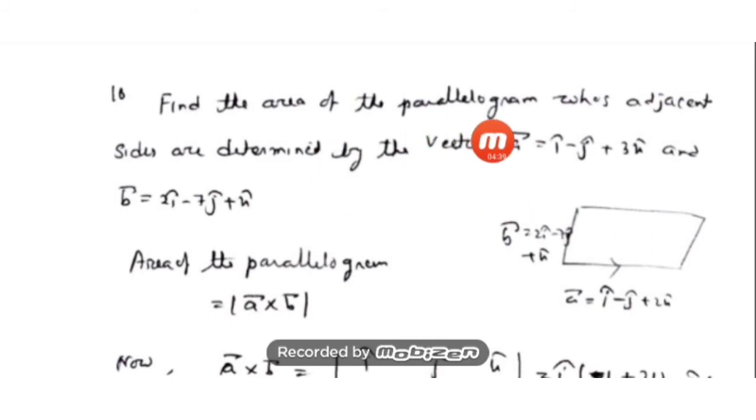Find the area of the parallelogram whose adjacent, here I forgot to write 'sides'. Okay, again do this correction. Whose adjacent sides are determined by the vectors a bar, which is this one, and b bar, which is this one. In this case, you have to get the area of the parallelogram. The adjacent sides are directly given, not the position vectors.